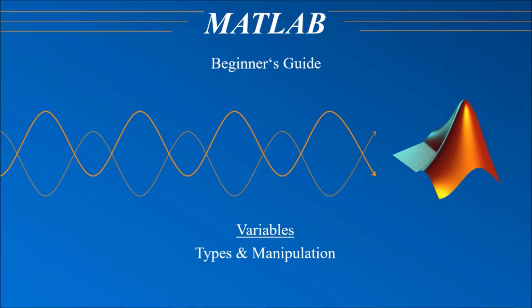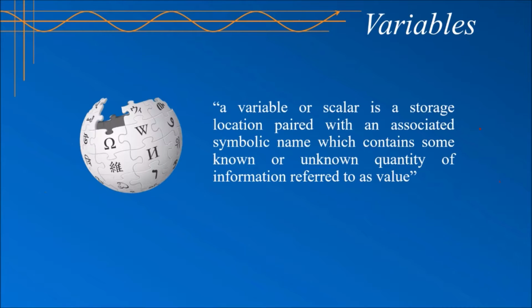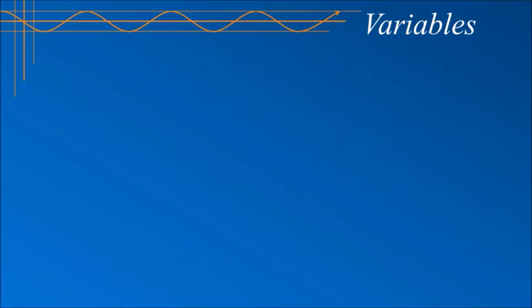First of all, a variable or scalar is defined by Wikipedia as a location paired with a symbolic name, the identifier, which contains some known or unknown quantity of information referred to as a value. So in MATLAB, a variable is simply an identifier whose name is chosen by the user, and a value which is assigned to the identifier by using the equal sign.